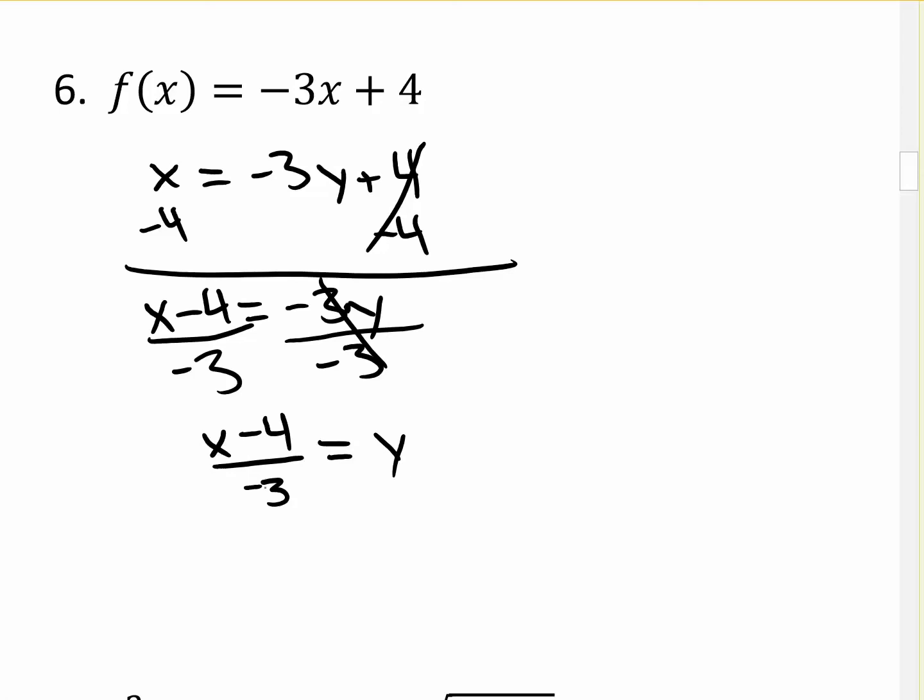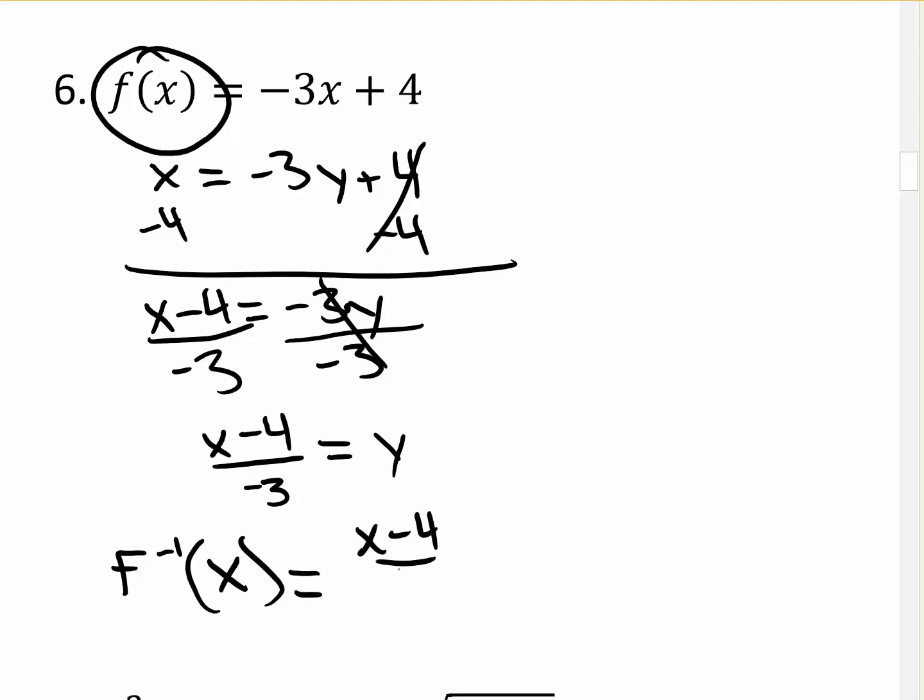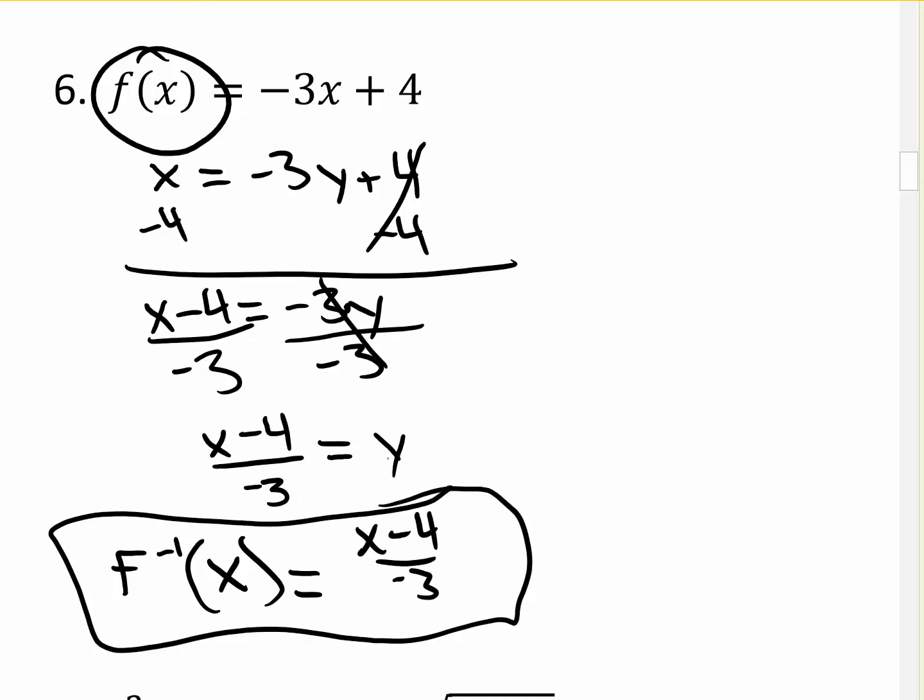Very last step, relabel it. The function was f of x, so my inverse is f inverse of x equals x minus 4 over negative 3. That's your final answer. I would also accept if you said the answer was negative x over 3 plus 4 over 3, if you got that, but it's simpler the way I had it originally. Done.